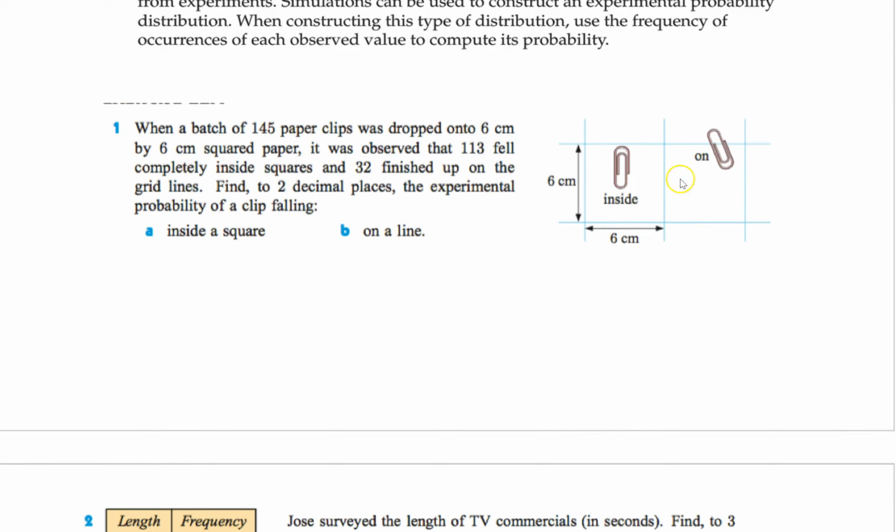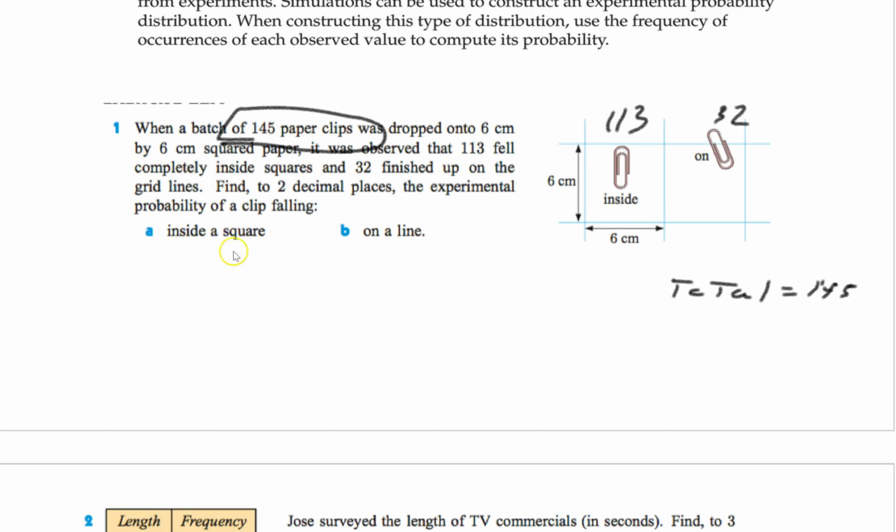So what happened here is they dropped a batch of paper clips onto a piece of paper. And some of them fell inside the paper, some fell on the line. And based on this, there's 145 paper clips in total. So my total was 145. And then they said 113 fell completely inside. I call BS. And only 32 fell on the line. That seems off.